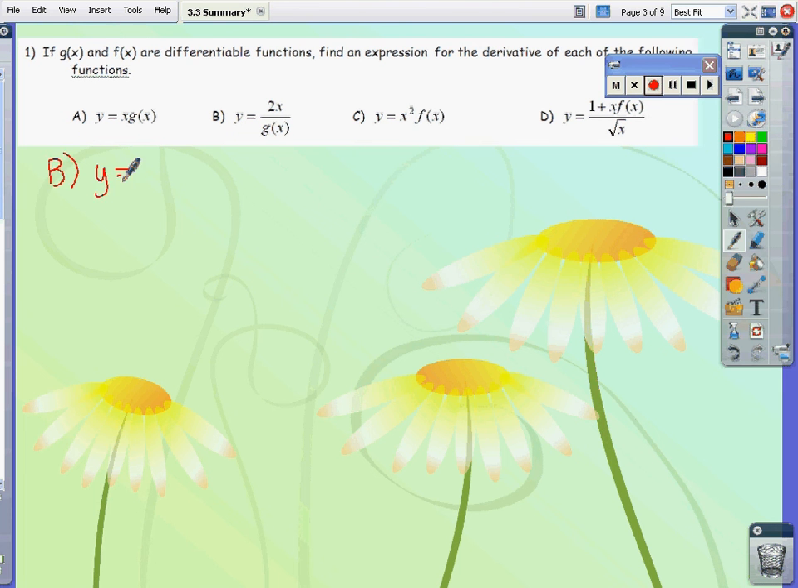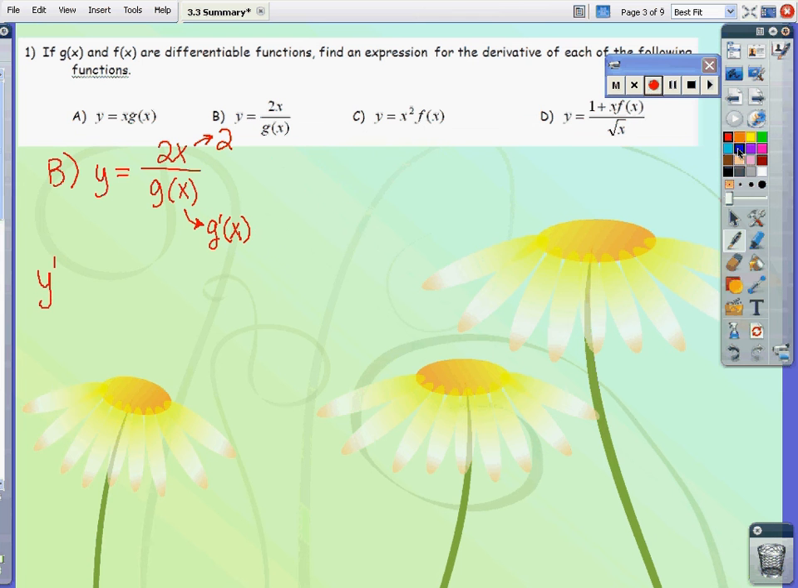To me, I can tell that this is a quotient rule. The top derivative is 2. The bottom derivative, it's a function. So we literally just write g primed of x. I don't know what g of x is, so I can't officially find the derivative. So I have to write that the derivative of g is literally just g primed of x.